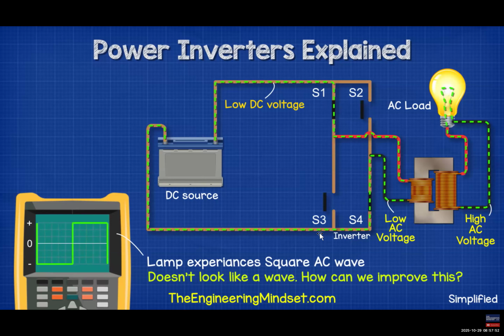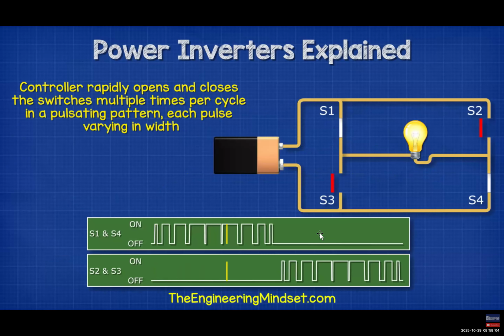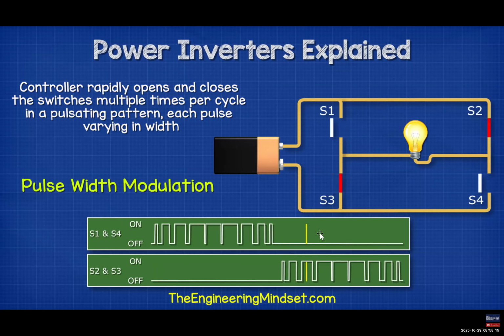So how can we improve this? Do you remember earlier in the video when I said we can open and close the switch at different speeds and durations to change the waveform? Well, we can do that for this too. What we do is to use a controller to rapidly open and close the switches multiple times per cycle in a pulsating pattern, each pulse varying in width. This is known as pulse width modulation.